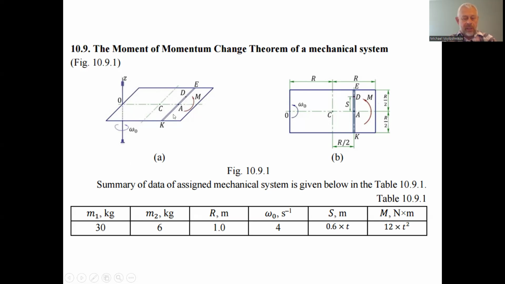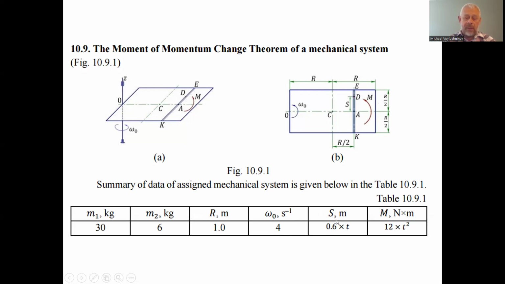On the platform, we have the straight channel AB on the right side of the platform with the load D located here. It moves along the channel. The mass of the platform is 30 kilos, the mass of the load D is 6 kilos, and the size of the platform R is 1 meter. We have an initial angular velocity of 4 radians per second, which we can denote as seconds to the power minus 1, the initial angular velocity omega 0.